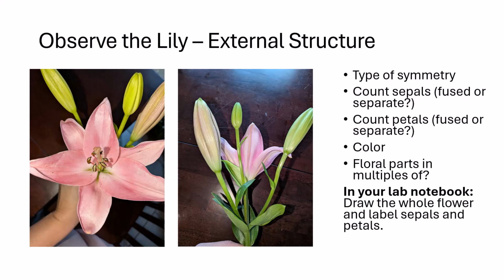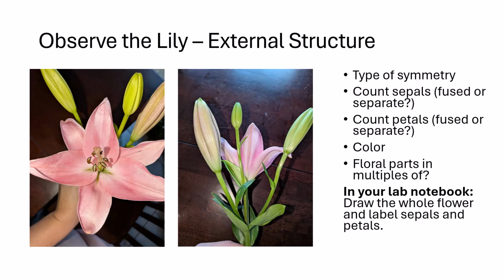Let's begin with the external structure. First, determine the type of symmetry. Can the flower be divided into equal halves along multiple planes? If so, it is actinomorphic, or has radial symmetry. If it can only be divided in two halves, then it is zygomorphic or has bilateral symmetry. Now count the sepals and petals. Are they fused or separate?